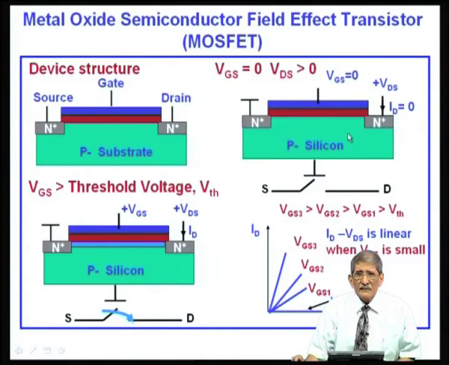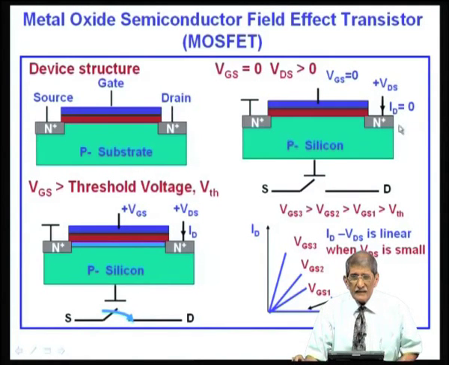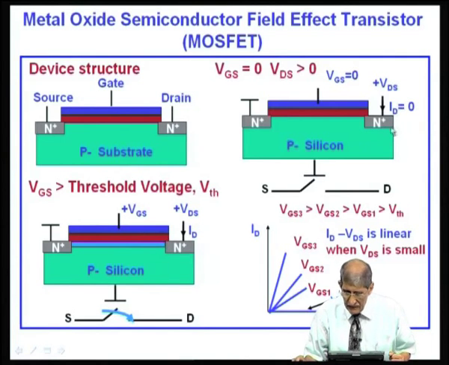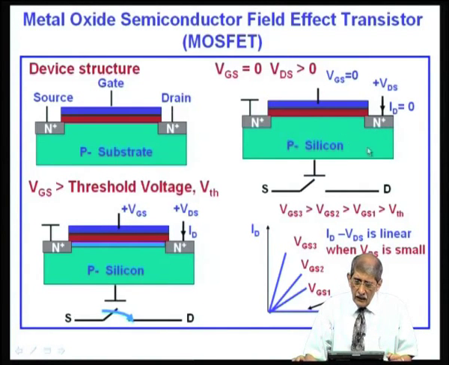There will be only a reverse saturation current, very small current, ID is practically 0. Strictly speaking, it will be reverse saturation current. Okay. Now, so it does not serve any purpose. All that is happening is reverse saturation current. So, even if VD is varied from 0 to 10 volts, nothing happens.